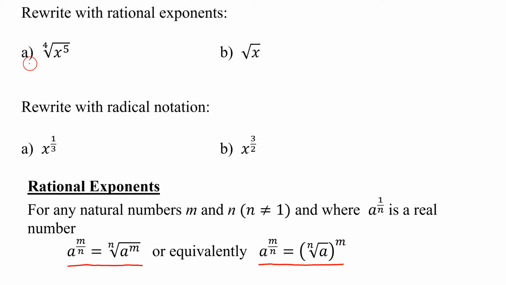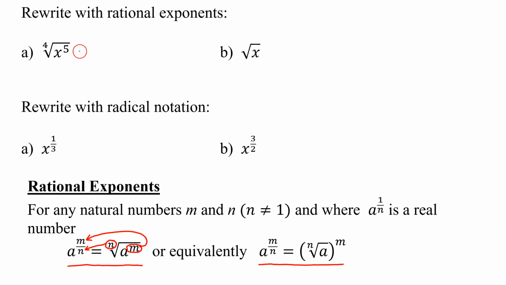For my first two examples, I'm given them in radical notation. I need to write them as rational exponents. So I'm given the format, the nth root of a to the m, and I have to turn it into a raised to a fractional exponent. Well, if you look, the index of the radical becomes the denominator of your fraction, and the power to which you're raising your base becomes the numerator of your fraction.